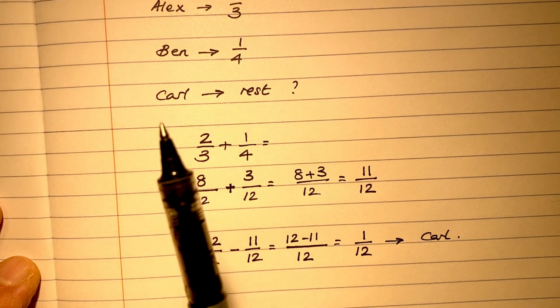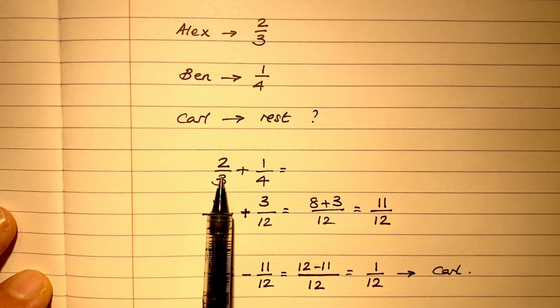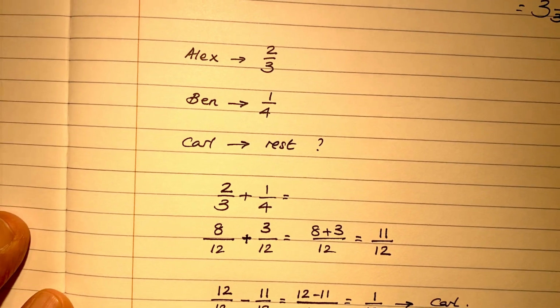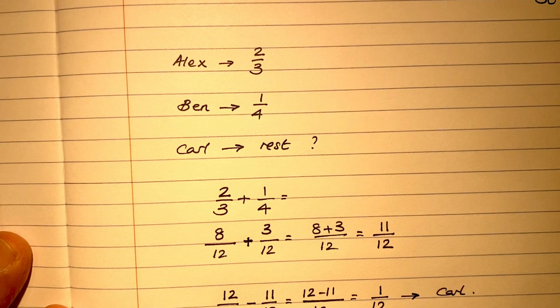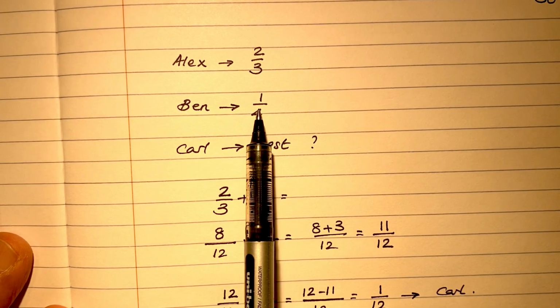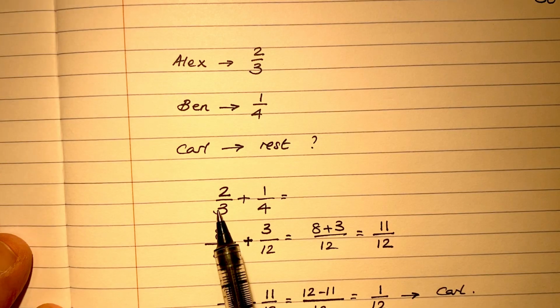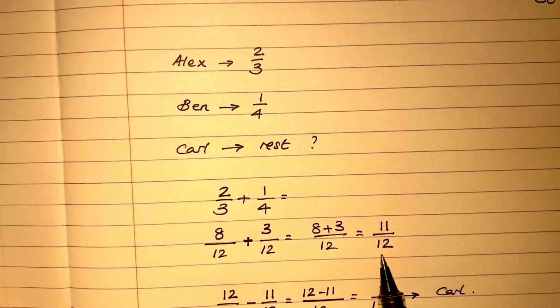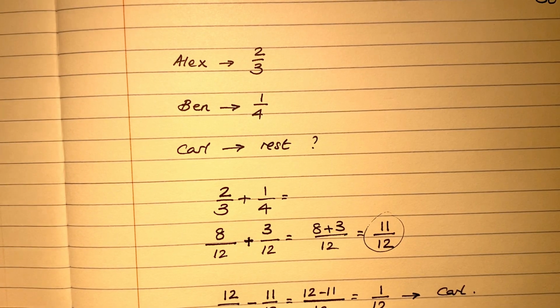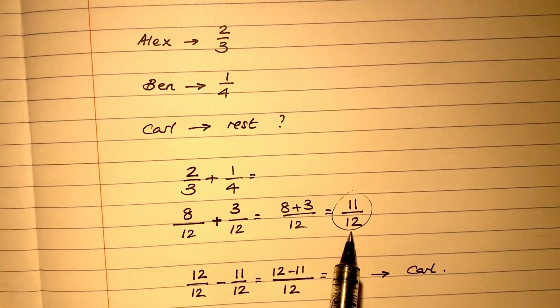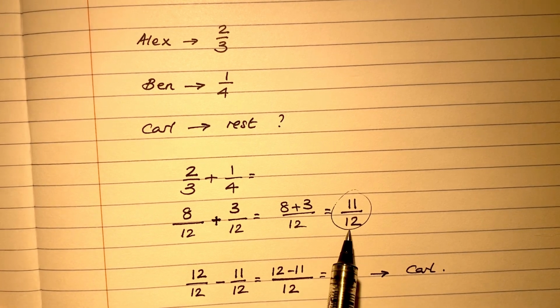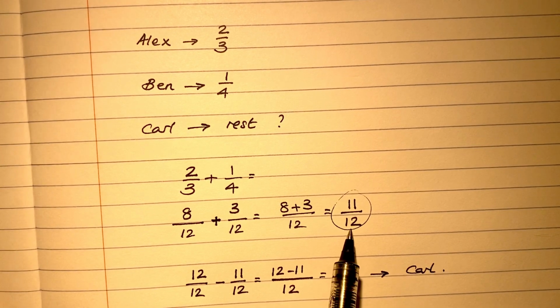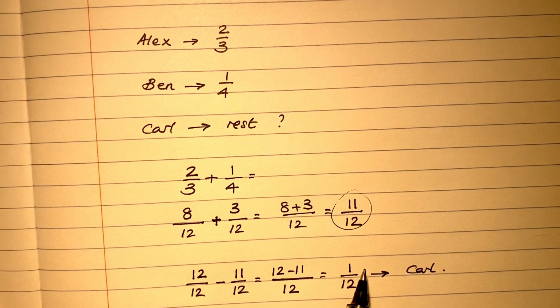So let me repeat that again. Alex ate 2/3 of the cake. Ben ate 1/4. So I added the 2/3 of the cake and a quarter to see how much of the cake is eaten. 11/12 is eaten. But if 11 out of 12 is eaten, it means the cake must have been divided into 12 equal pieces, and 11 out of 12 is eaten. So 1 out of 12 sections is left for Carl to eat.